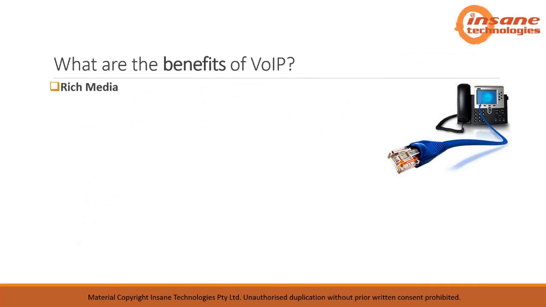A couple of the other benefits as well is a thing called rich media, and what we mean there is things like video conferencing. Now, whilst video conferencing is available in your typical telephone system today, it's generally quite basic. With VoIP, you now have really high quality video conferencing, so if you want to have multiple parties in a conference, you can do that.